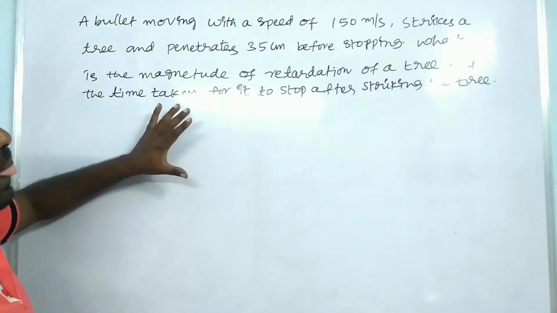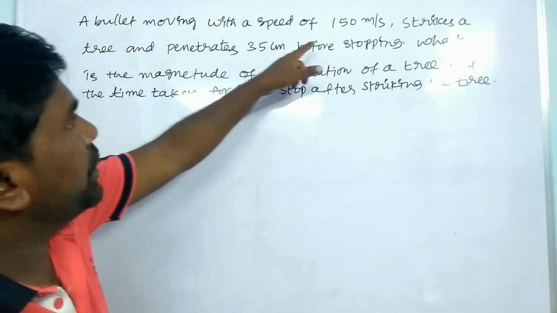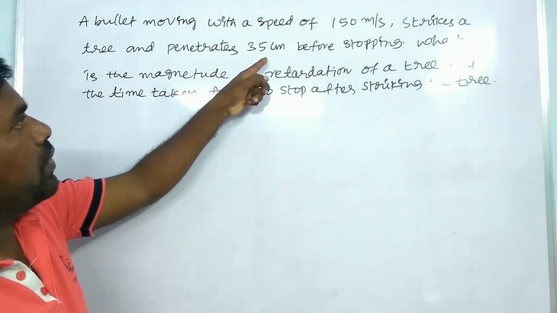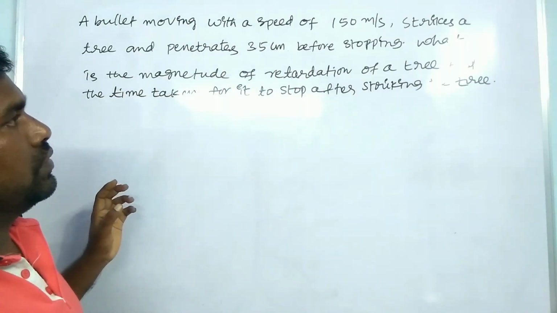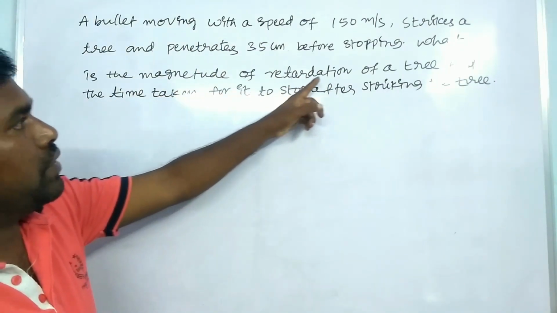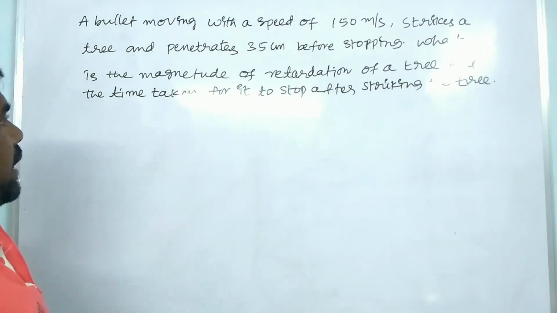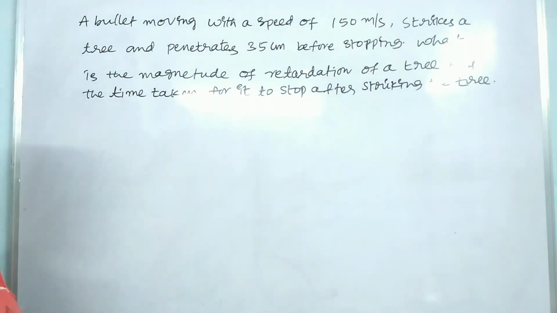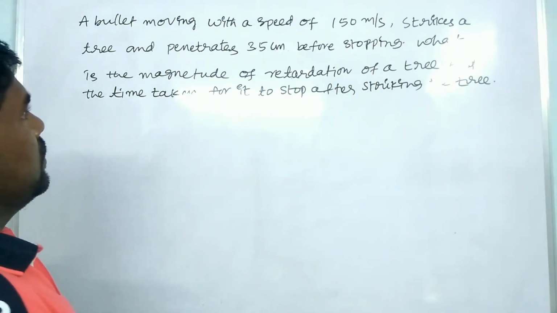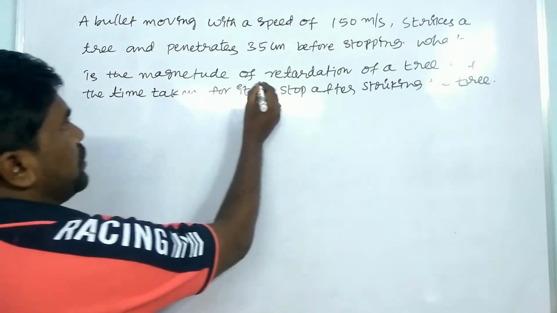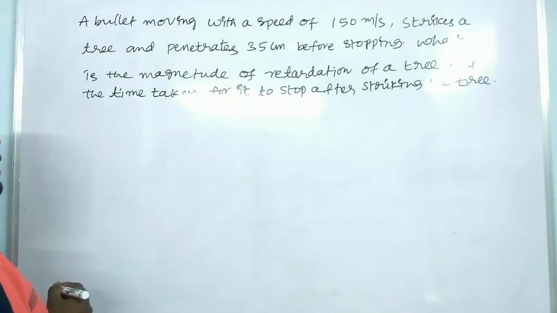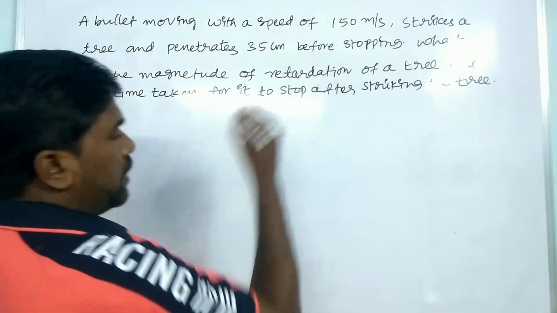Here there was a question. A bullet moving with a speed of 150 meter per second strikes a tree and penetrates 3.5 centimeter before stopping. What is the magnitude of retardation of the tree and the time taken for it to stop after striking the tree? So here you have to find the magnitude of retardation, the acceleration of the tree.